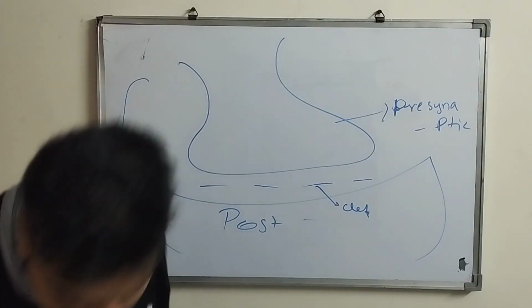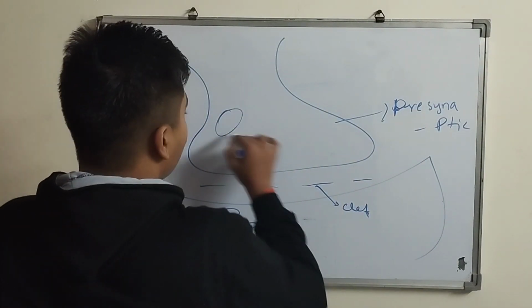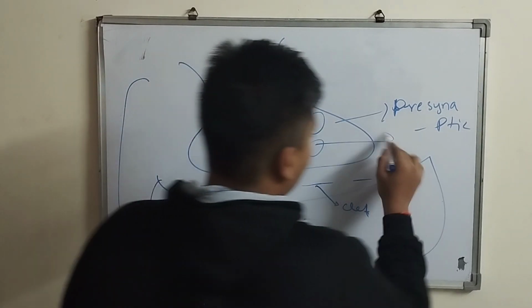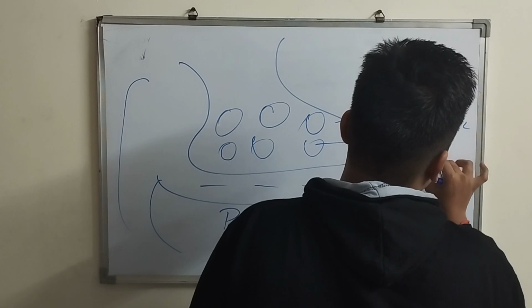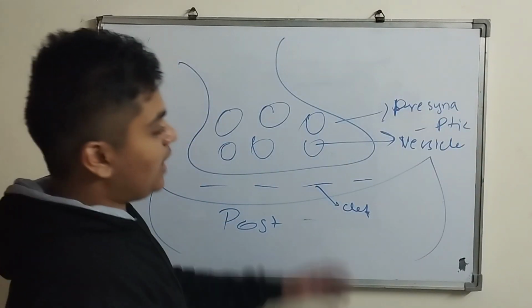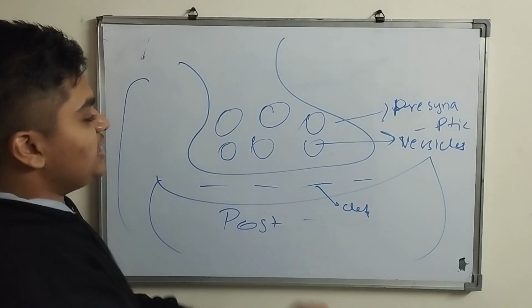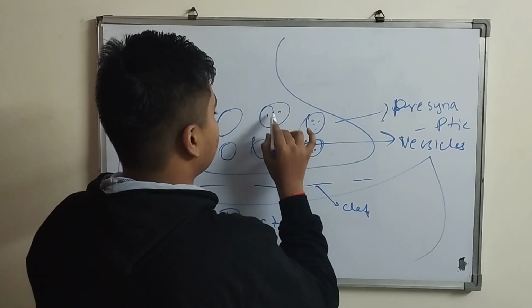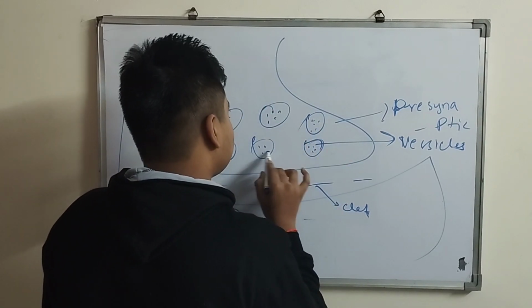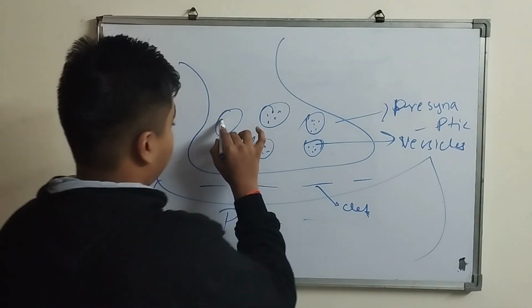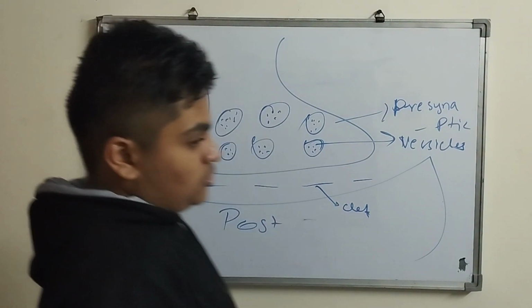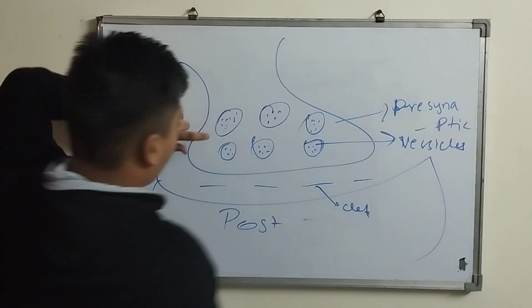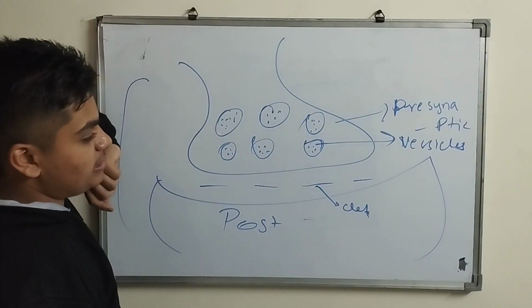Now this presynaptic neuron contains some hollow balls, and these hollow balls are called as vesicles. These vesicles contain chemical substances. And these chemical substances, when released, are called as neurotransmitters. Neurotransmitters. What happens? How is this neurotransmitter released?